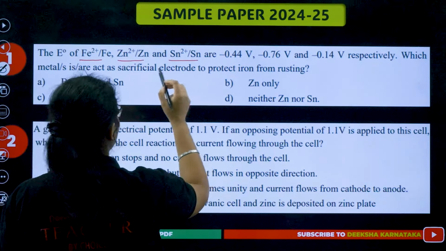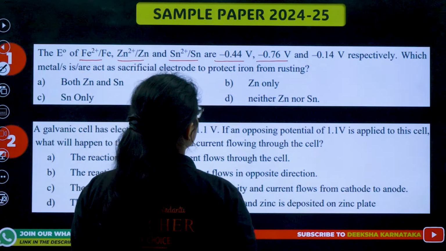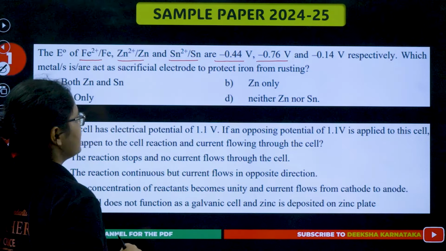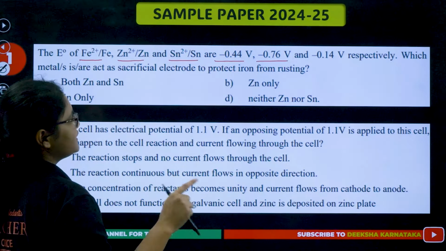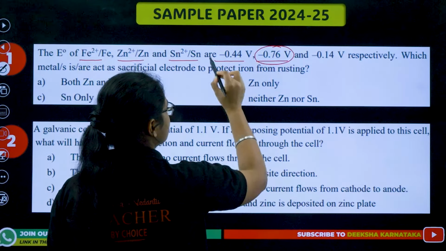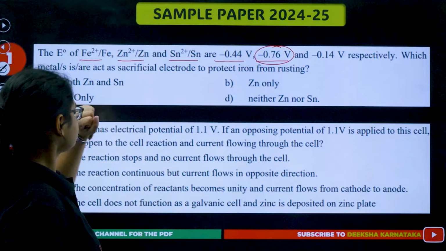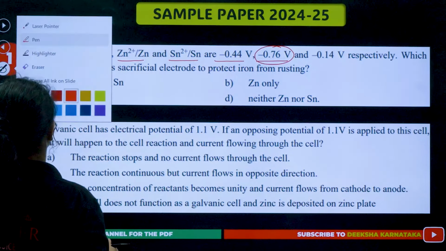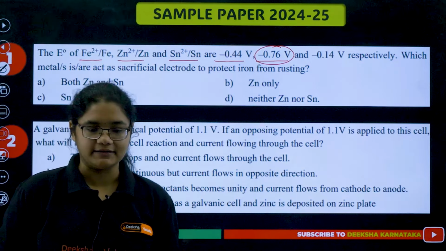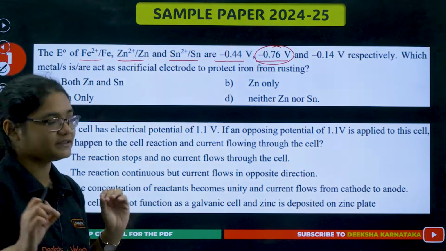If you see, the Fe value is minus 0.44 and the Zn value is minus 0.76. These are the reduction potential values. Now if you consider their oxidation potential, then Zn has more oxidation potential than iron. Rusting is an oxidation of metals, right? Metals get oxidized in this process. So let us first write their oxidation potential.